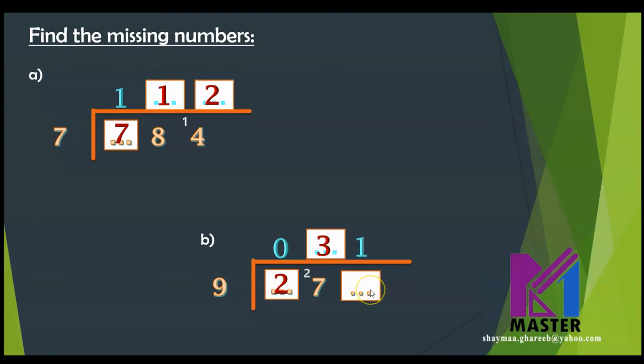Now let's go to the last digit. What number, when I divide it by 9, gives me 1 with no remainder? Of course, it's 9. So 9 divided by 9, how many 9s are there in the 9? There is only 1 9 with no remainder. Is this example clear?